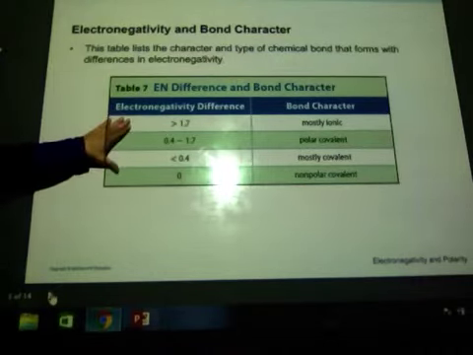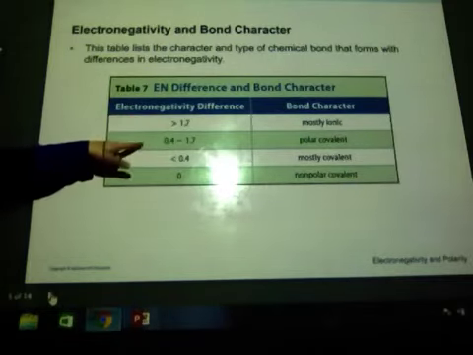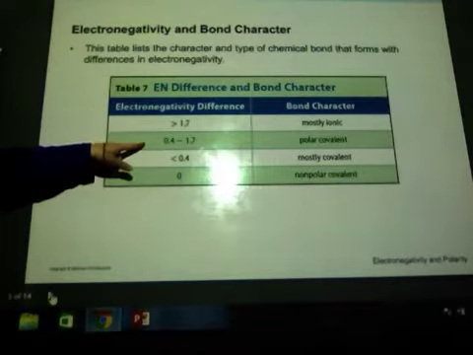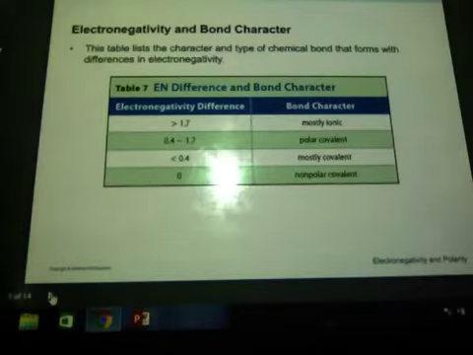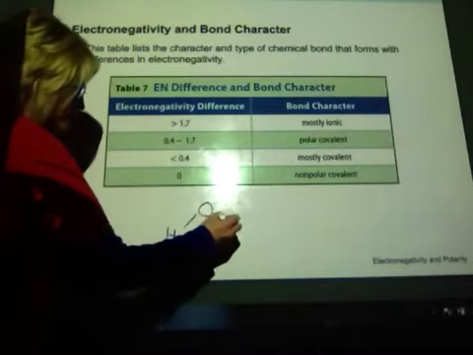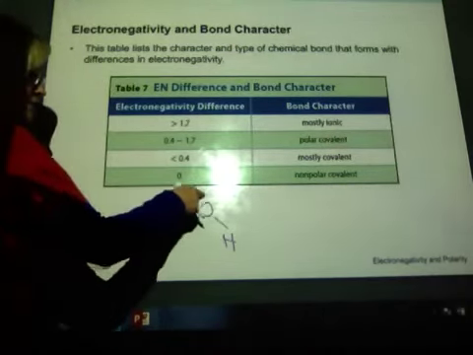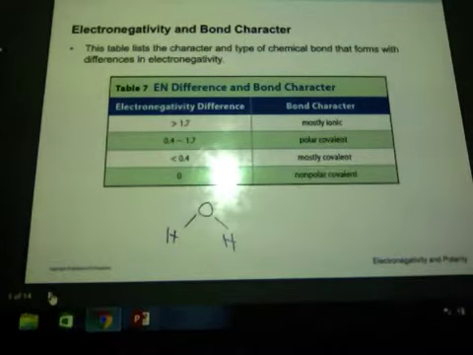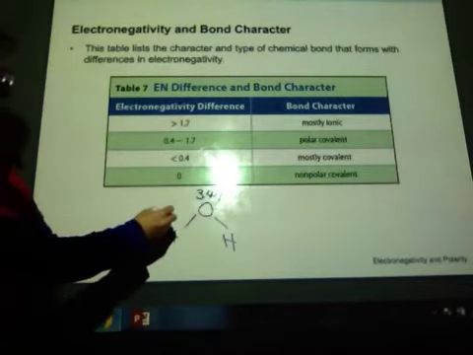So if I look at the elements that are in a molecule, I can tell if it's probably ionic. I can tell if it's polar, covalent, mostly covalent, or nonpolar, which means that there's no charge. So water, we just looked at the bending of water. I have hydrogen and oxygen. So looking at page 265, what is the electronegativity number of oxygen? 3.44. What is hydrogen? 2.20.